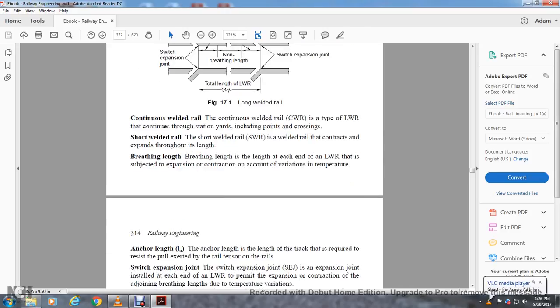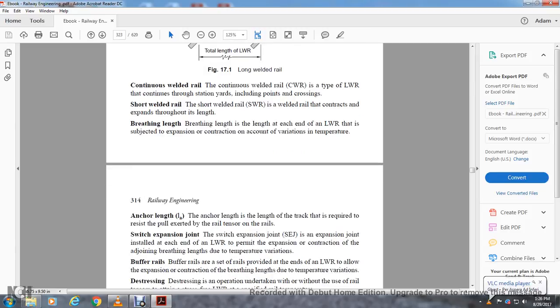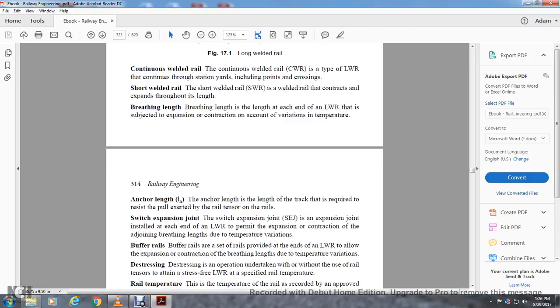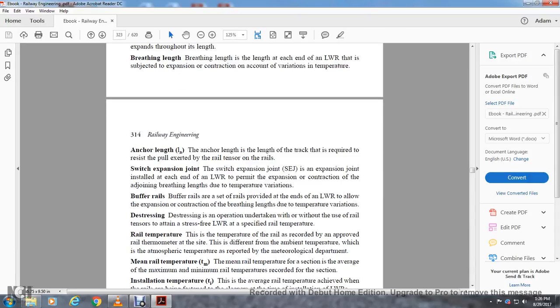Anchor length. The anchor length is the length of the track that is required to resist the pull exerted by the rail tensors on the rails. Switch expansion joint. The switch expansion joint, or SEJ, is the expansion joint at the end of the long welded rail to permit the expansion and contraction of the breathing length due to the temperature variation. Buffer rails. Buffer rails are set rails provided at the end of the long welded rail to allow the expansion and contraction of the breathing length due to the temperature variation.